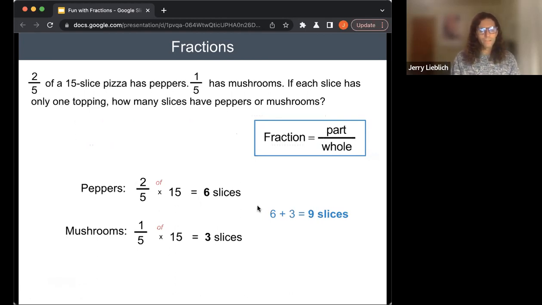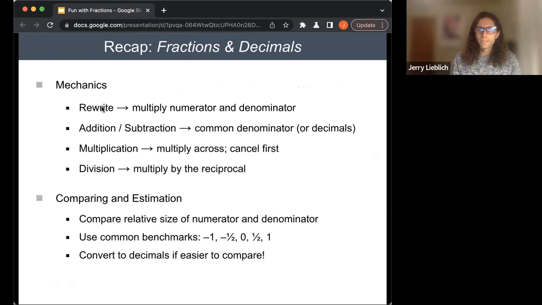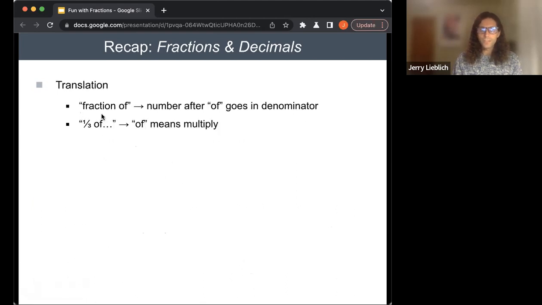So to recap all of this, for our mechanics, we need to get a common denominator to add or subtract. We need to be able to rewrite fractions, either larger or smaller. To multiply, we multiply across but cancel first. For division, you multiply by the reciprocal. You flip it and multiply. To compare, you can compare relative size at the top and the bottom. Benchmarks are super, super helpful, as are decimal conversions. For translations, the number after of goes in the denominator, is over of. Or you think of the fraction of means multiply.